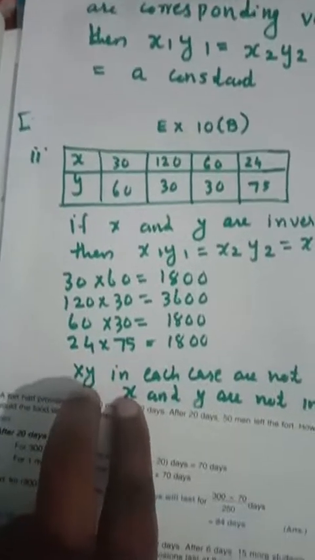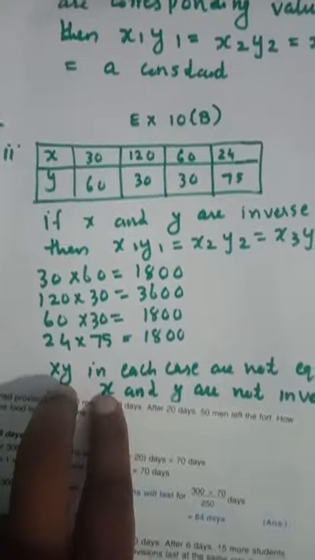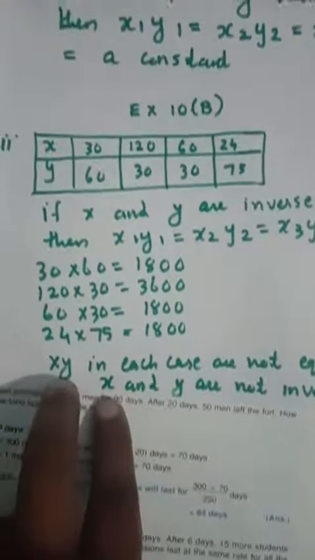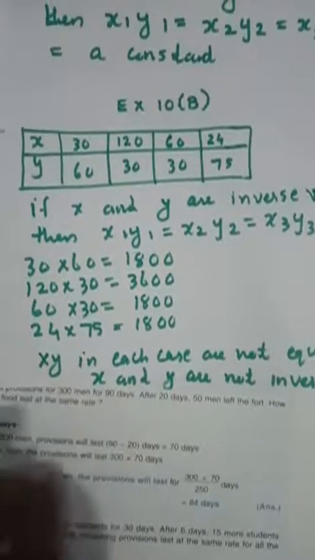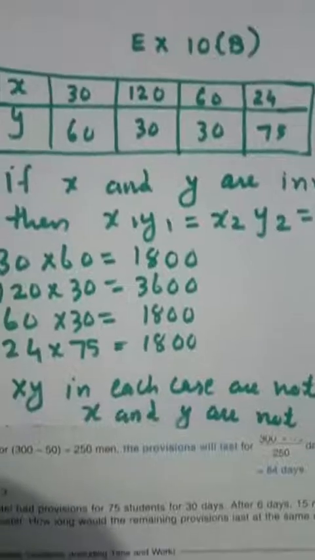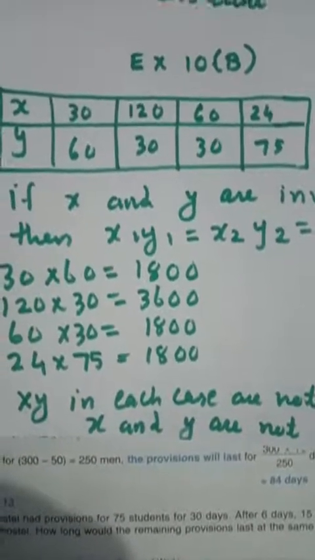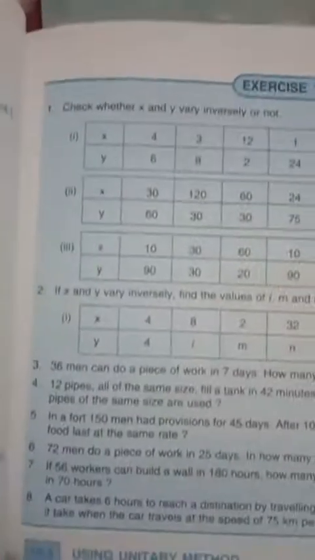In direct variation, we know that x1 by y1 equal to x2 by y2. Here x1 into y1 is equal to x2 into y2. That is the difference. Okay. Here only three quantities are equal. The fourth one is different. That's why it is not in inverse variation. Clear?